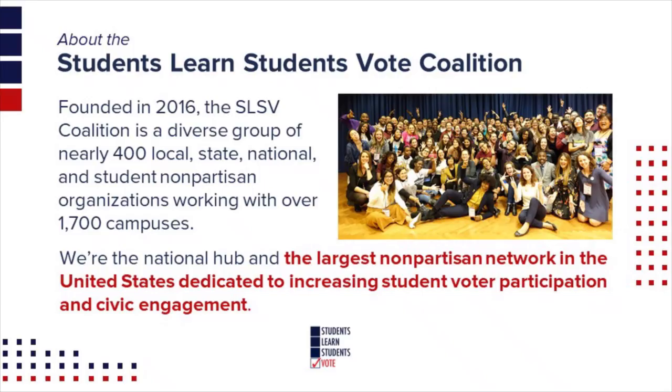So real quickly, just to give you a little bit of background, the Students Learn, Students Vote Coalition was founded in 2016. It now has a diverse group of over 400 nonpartisan organizations from all across the country working together to develop a shared agenda around how we advance and improve college student voting across the country. Through the partners within the coalition, we work with over 1,700 campuses. So since the founding in 2016, the Students Learn, Students Vote Coalition has become the largest national nonpartisan coalition working at the intersection of student voting and higher education.